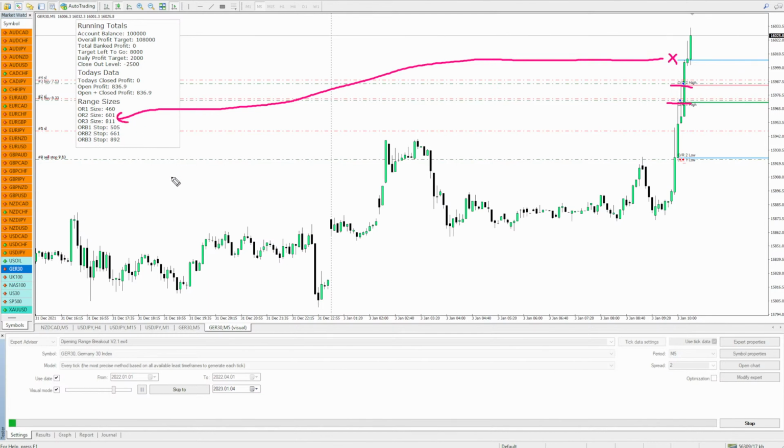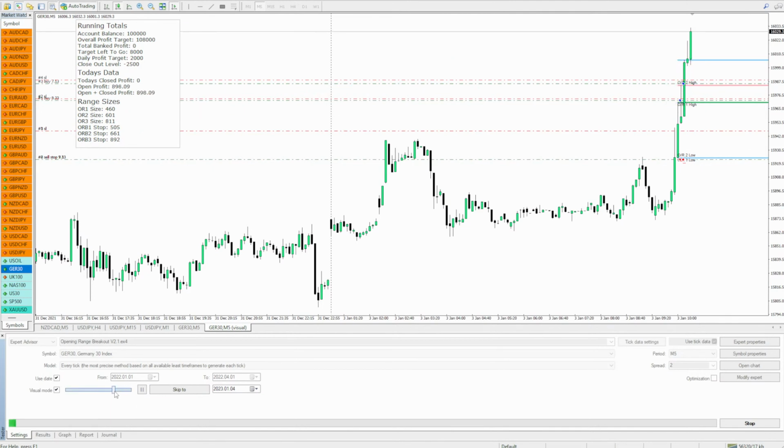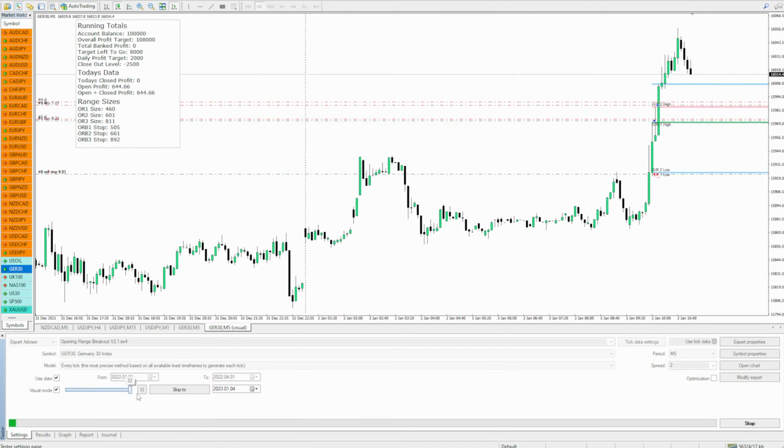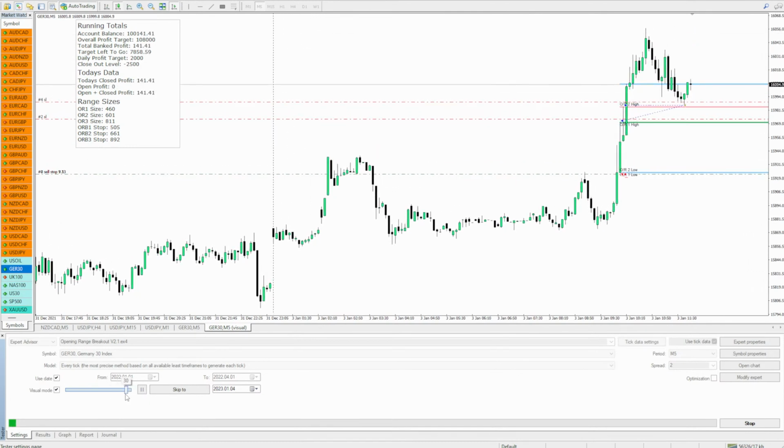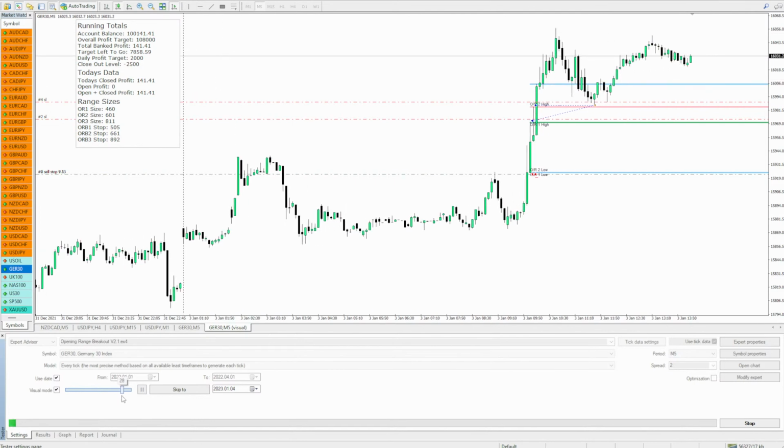Because it's over 800 points. So it's too big. This range is too big. I don't want to take another trade at that size. In this case, it looks like it probably would have worked, but anyway, you never know. So we're sitting at $800 profit, 900,000. Okay, so we stopped out $440 on that.